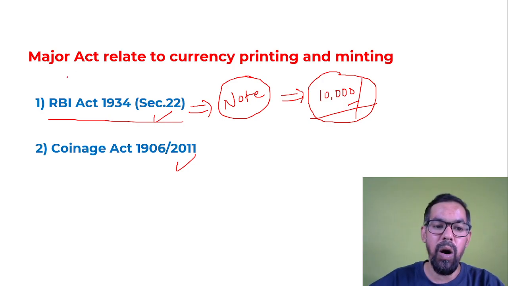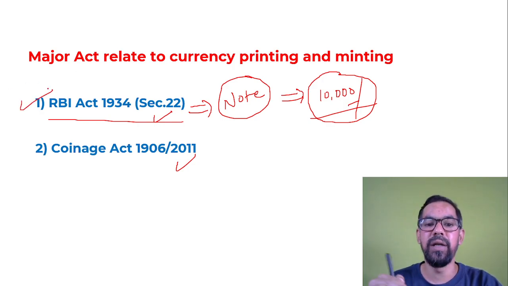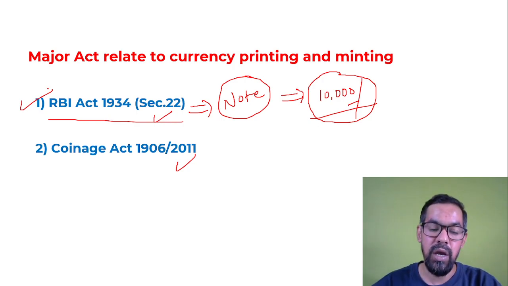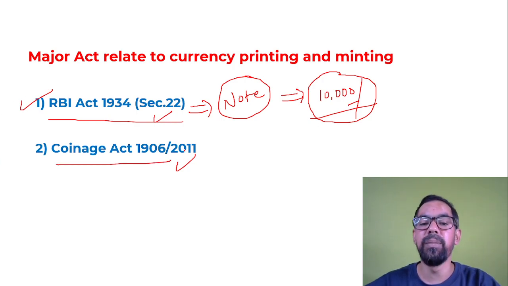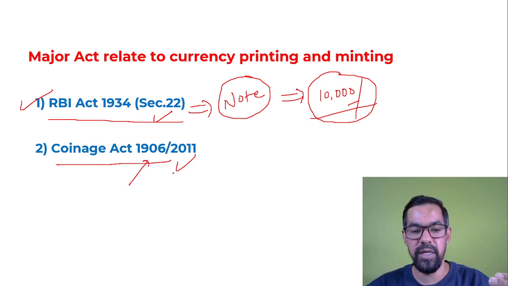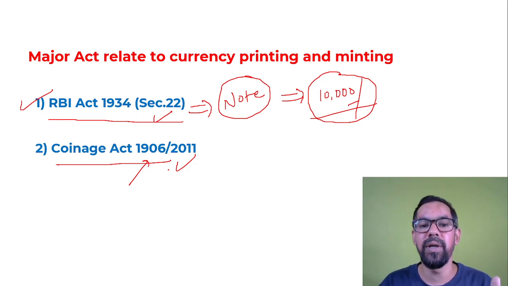All currency notes in India are printed in accordance with the RBI Act 1934, and the maximum denomination can be rupees 10,000. Coins are generally minted as per the Coinage Act 1906. Now it is called 2011 because in 2011 the government made certain changes. They generally deal with the legal tender of small coins.